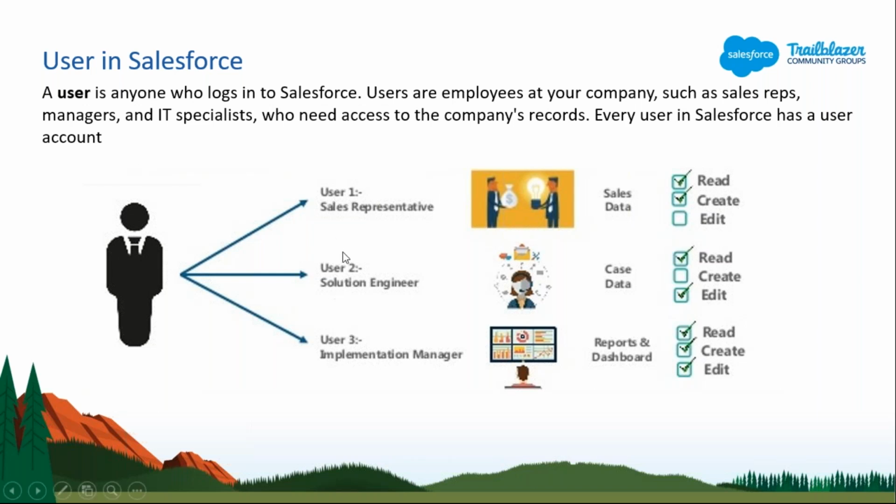So let's see, in this example, you can see there are three users. One is a sales representative who will be working on the sales data. So he will have read and create access on that sales data. What will the solution engineer have on the case data? He or she has to provide the solution for a particular report or particular issue. So he or she will have read or edit access on that case data, but they will not be creating. So we will not give the create access to that.